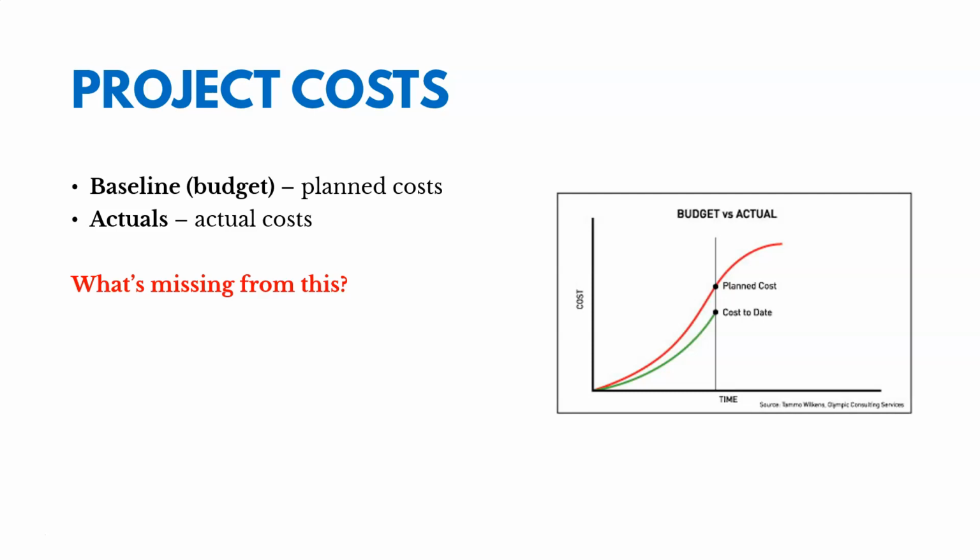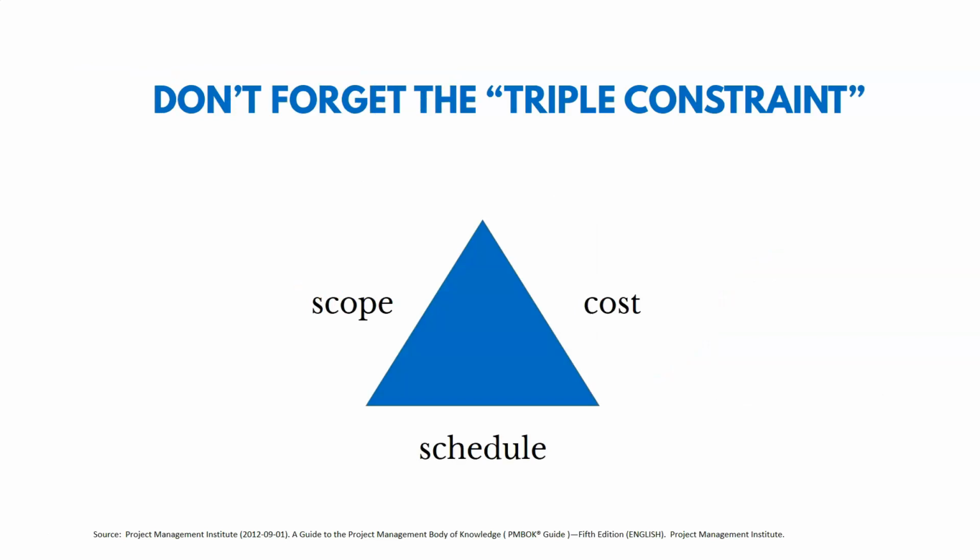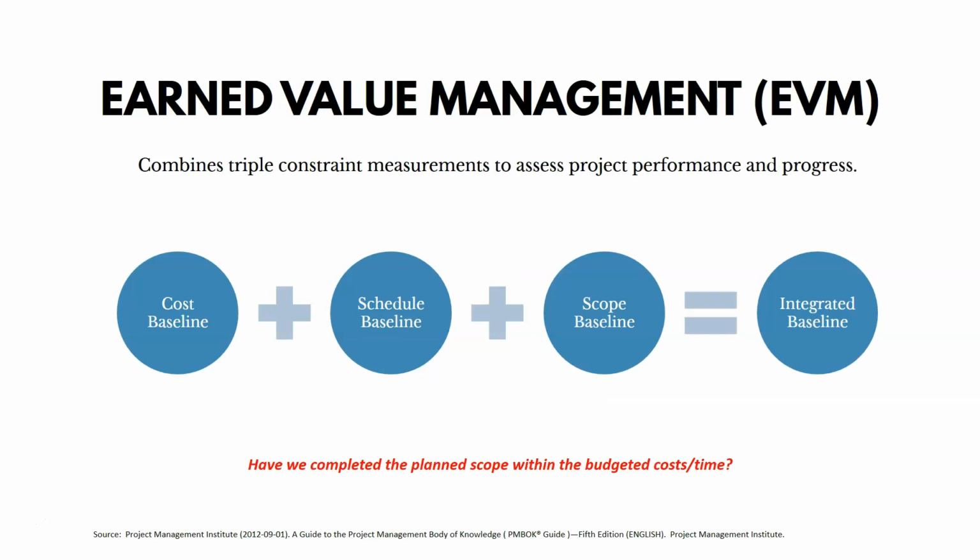So maybe we're spending less, but we only got half of the scope accomplished that we had intended by this time in the project. So we want to think about cost, schedule, and scope all at the same time. And so earned value management can help us with that. We're combining triple constraint measurements to assess project performance. We're looking at the cost baseline, the schedule baseline, and the scope baseline all at the same time, in an integrated baseline. And we're asking the question, have we completed the planned scope within the budgeted costs and time? So we're looking at all three of those constraints at the same time.